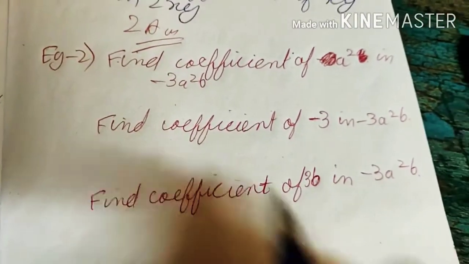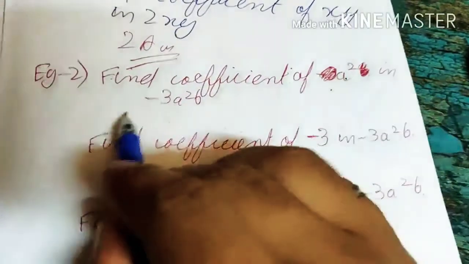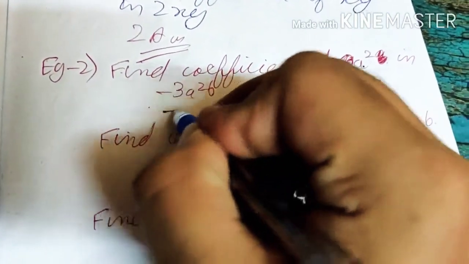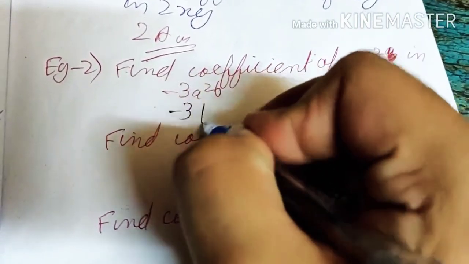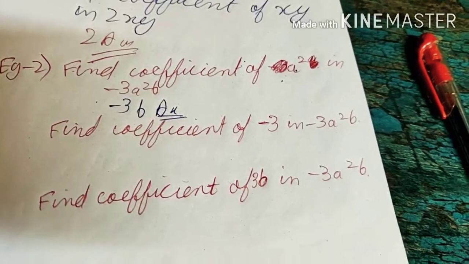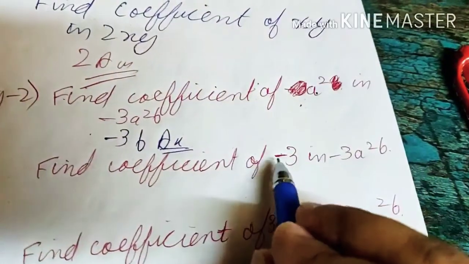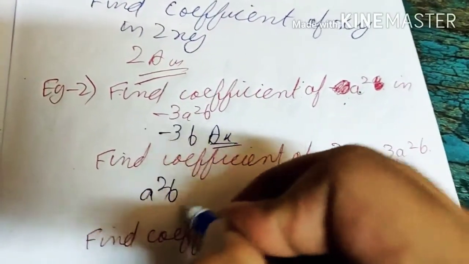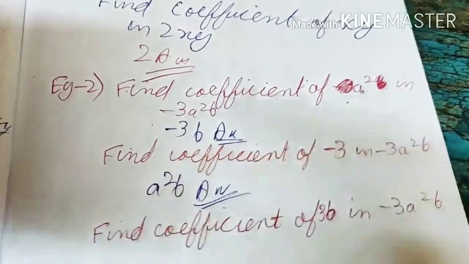Next question here is, we have to find the coefficient of a square in minus 3a square b. That is, we have to remove a square from this. What are we left with? Minus 3 and b. So this is our answer in the first part. Second part says find the coefficient of minus 3 in minus 3a square b. That is, we have to remove minus 3. What are we left with? a square b. This is our answer.